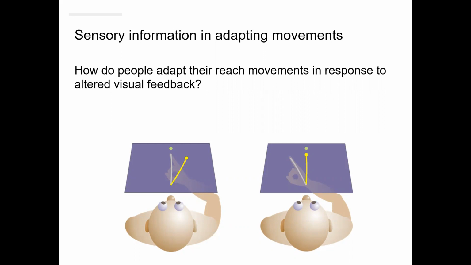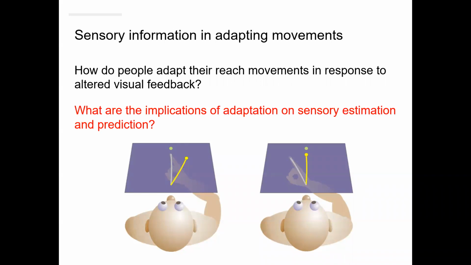And in fact, while most models do suggest that adaptation is associated with an update to the predicted consequences of movement, which I'll explain in a moment, they usually assume there's only a unified estimate of hand position. So my research question here is really looking at the implications of adaptation on sensory estimation and prediction.